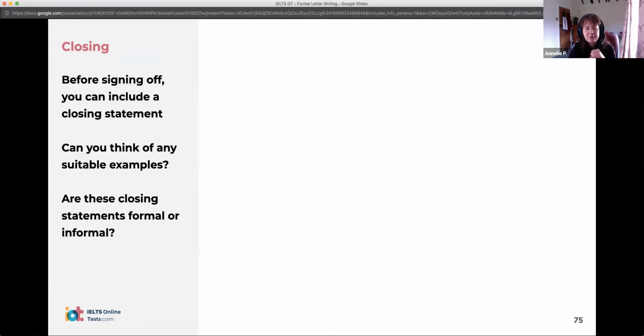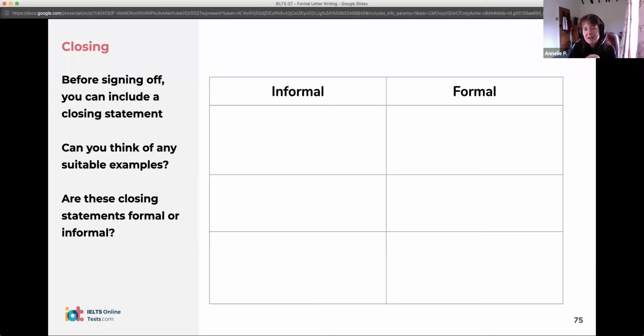Okay, so we're going to look at the difference between a formal and an informal letter. So we can see the table there. So for example, if we say, I can't wait to hear from you, is that informal or formal?